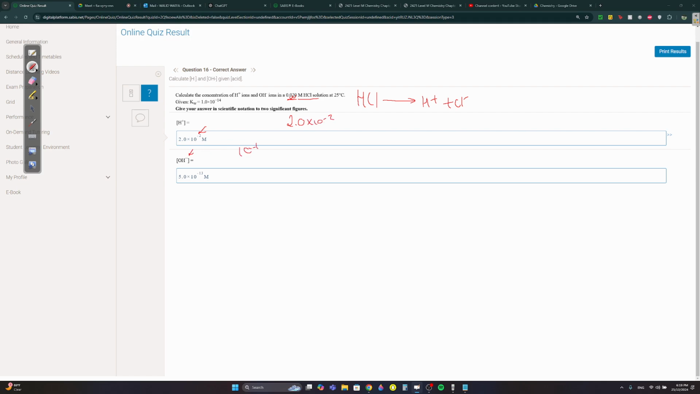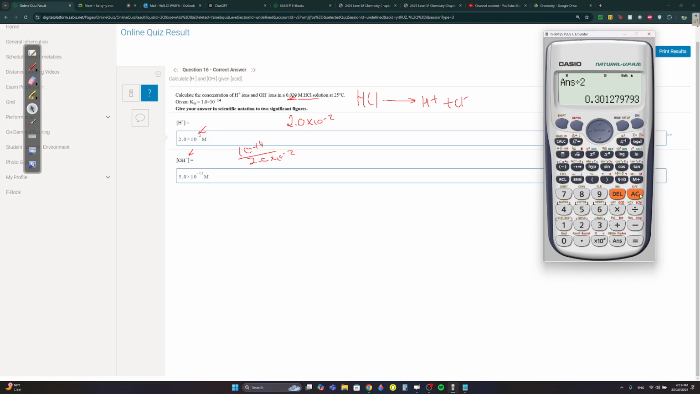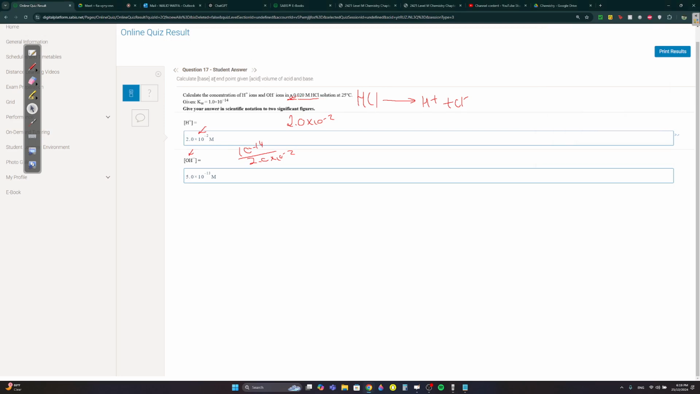OH minus, how do you find it? 10 to the minus 14 divided by 2.0 times 10 to the power of minus 2. So put this on your calculator. Okay, man, I don't want to calculate. Let me just do it fast: 10 to the minus 14 over 2.0 times 10 to the power of minus 2. You get 5 times 10 to the minus 13, to 2 SF, 5.0.